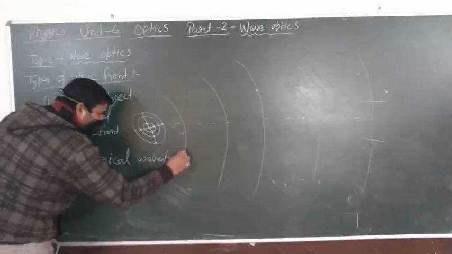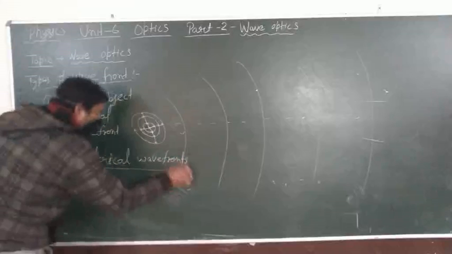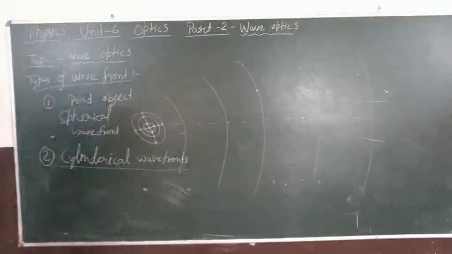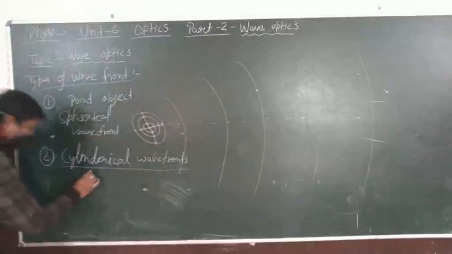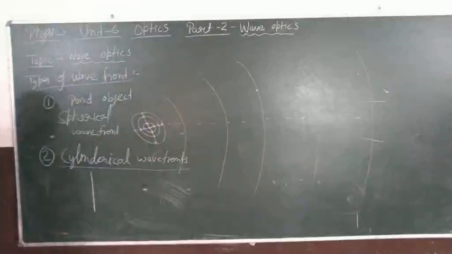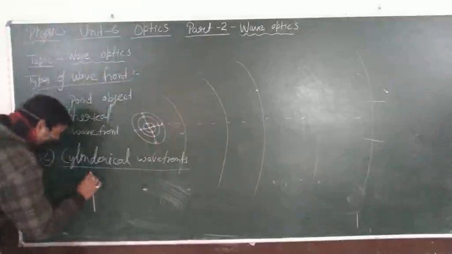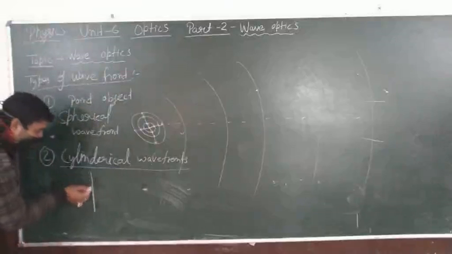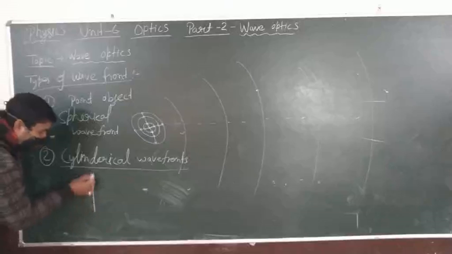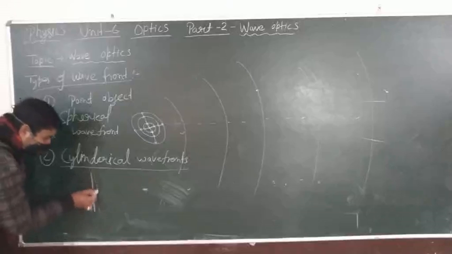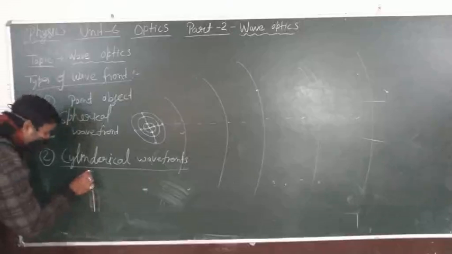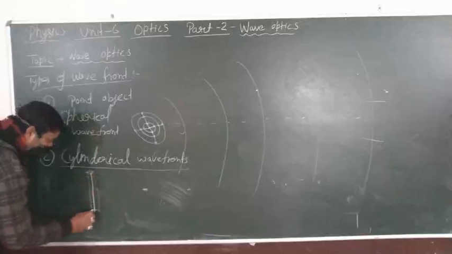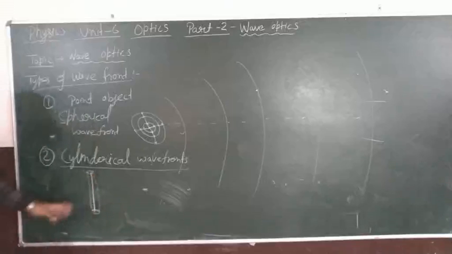Cylindrical wavefronts. Okay, now what are these? If the source of light is linear, then initially the light illuminated by the source is like this. When we join these lights, then we get something like a sphere.